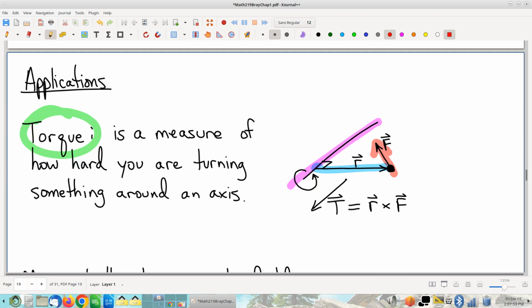So this is the idea of torque. So torque is kind of like force in a way. Force says how hard are you pushing something.